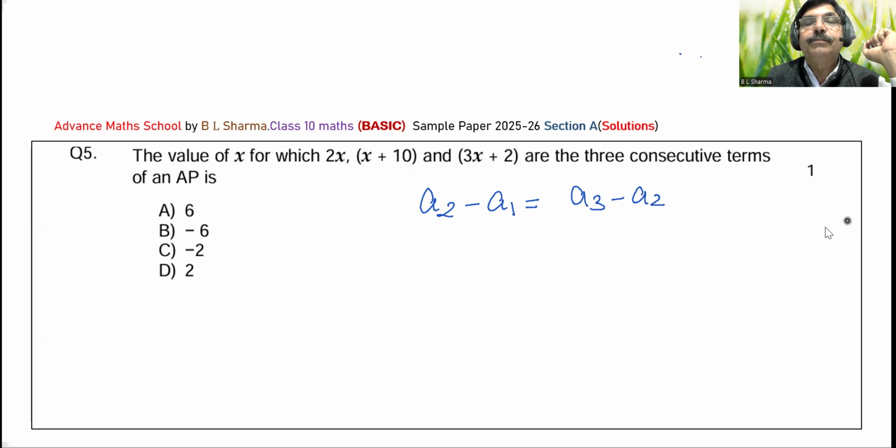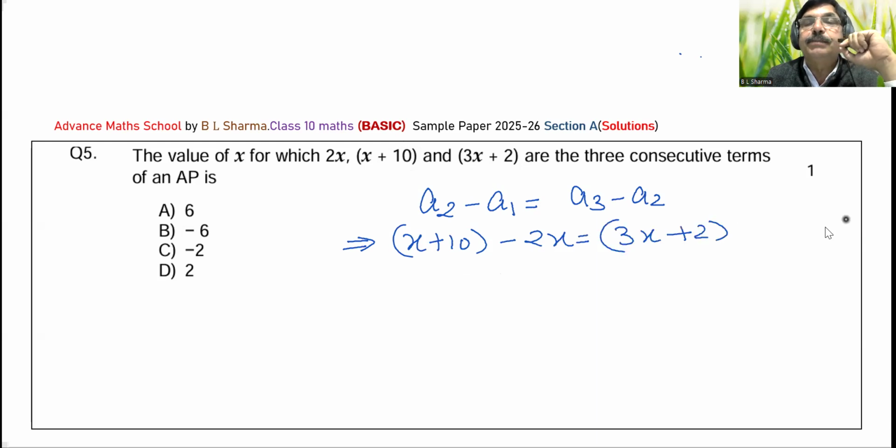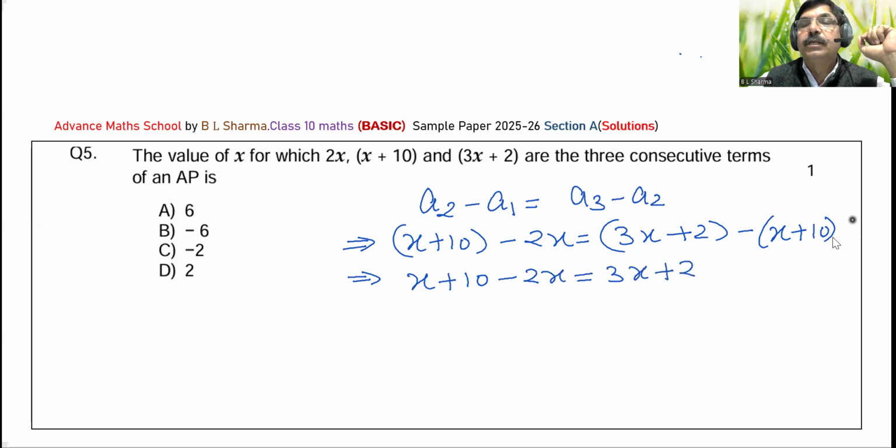यहाँ पे second term is x plus 10 minus first term is twice of x, that is equal to third term is 3x plus 2, and second term is x plus 10. ये ब्रैकेट में रखिएगा, जब आपके ब्रैकेट आ जाता है तो इसको पहले ब्रैकेट में लिखना चाहिए. And now you have to simplify. So x plus 10 minus twice of x is equal to 3x plus 2. Bracket open करेंगे, then minus x minus 10.